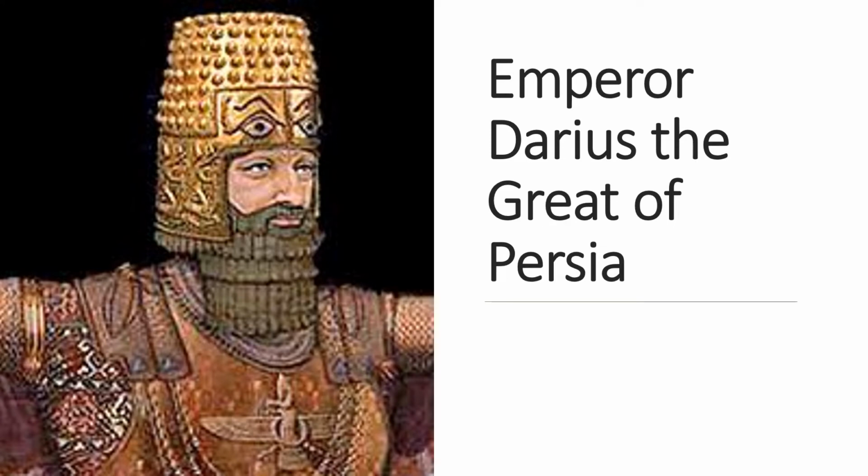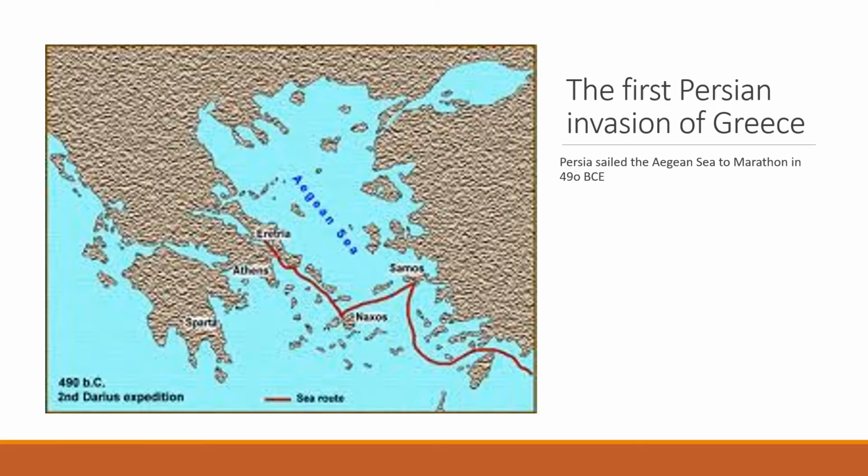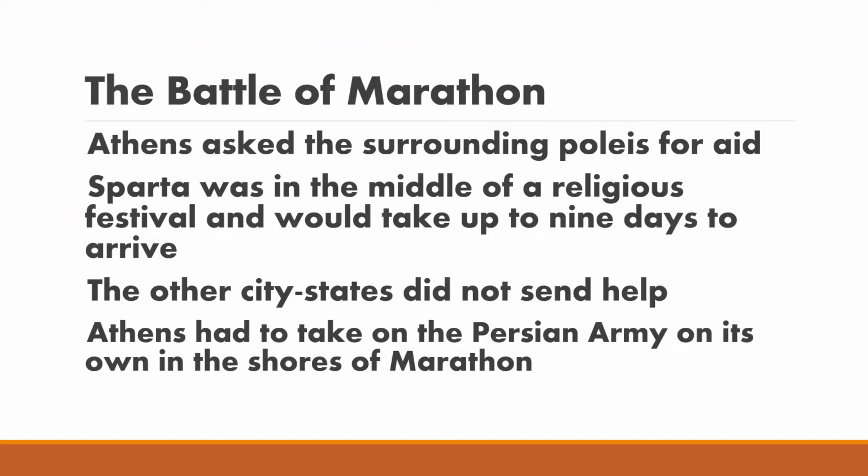This is an artist rendition of Emperor Darius the Great of Persia. The first Persian invasion of Greece happened when the Persian army sailed the Aegean Sea to Marathon in 490 BCE. And thus began the Battle of Marathon.